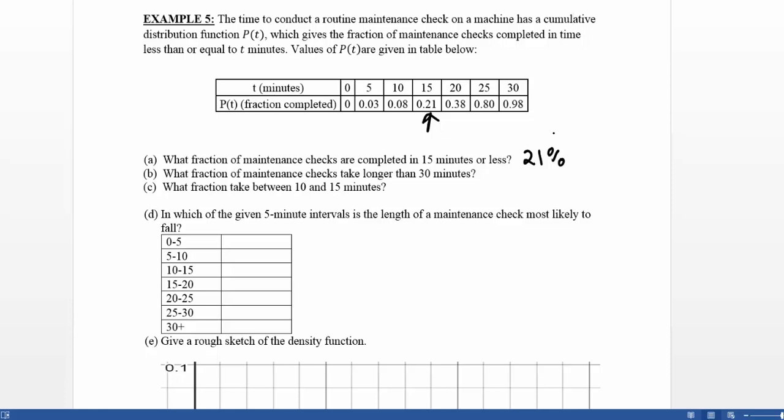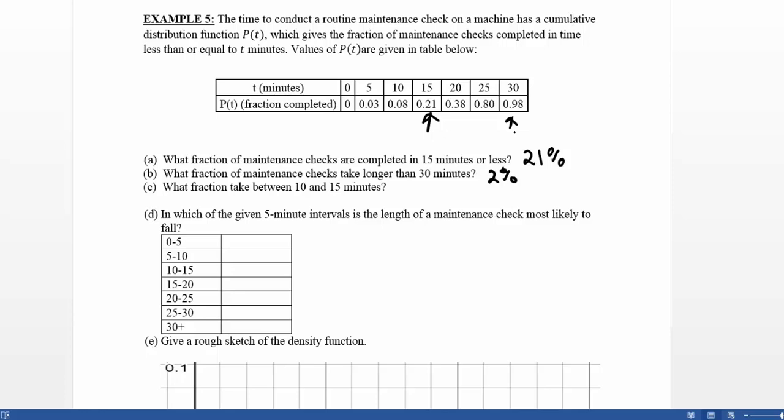Part B. What fraction of maintenance checks take longer than 30 minutes? So here, notice that at 30 minutes, I've accumulated 98% of all maintenance checks take less than or up to 30 minutes, which means that 2%, or the remaining that would get us up to 100%, are going to take longer than 30 minutes. So I will do 1 minus the 0.98 to find that 2%.